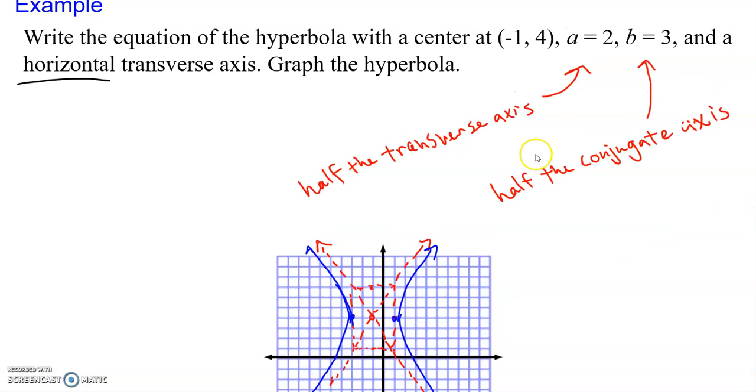So I put the center at -1, 4. The transverse axis is going to be double this number, so it's 4 units across there, and I know the transverse axis goes horizontally, so that's 2 units to the left and right of the center to be at my vertices. Then in the other direction, half the conjugate axis is 3 units, so I go 3 units above and below that center. And then using those 4 points, I draw my rectangle, draw the asymptotes, and then since the transverse axis is horizontal, I know it's going to open left and right.